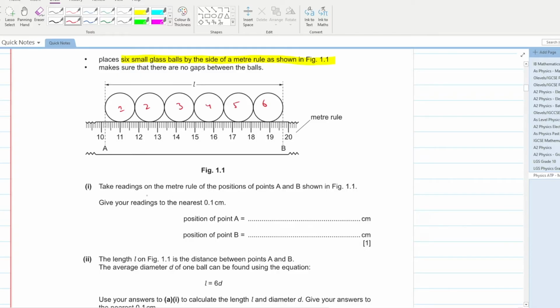Take readings on the meter rule of the positions of point A and B as shown in figure 1.1. Let's take the reading of position A. This is 10, this is 10.1, this is 10.2. A is 10.2 centimeter. Now point B. This is 19.5, this is 19.6, this is 19.7. B will be 19.7 centimeter. So your position at A will be 10.2 centimeter. Your position at B will be 19.7 centimeter. Simple as that. Let's further move ahead.